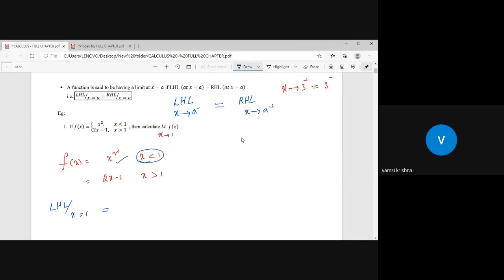So you need to take x square only. X square means x is 1, 1 square is equals to 1.